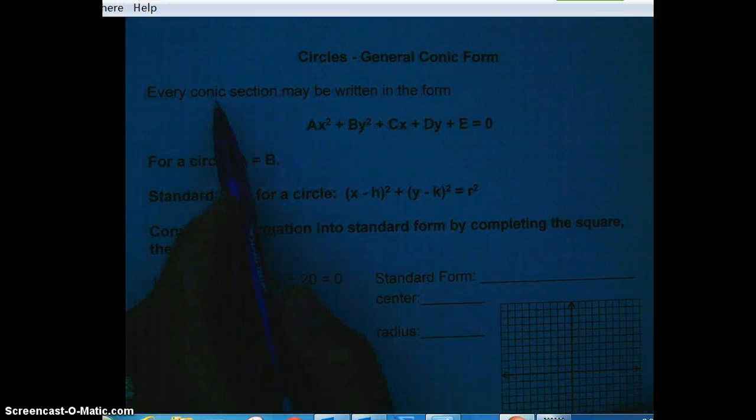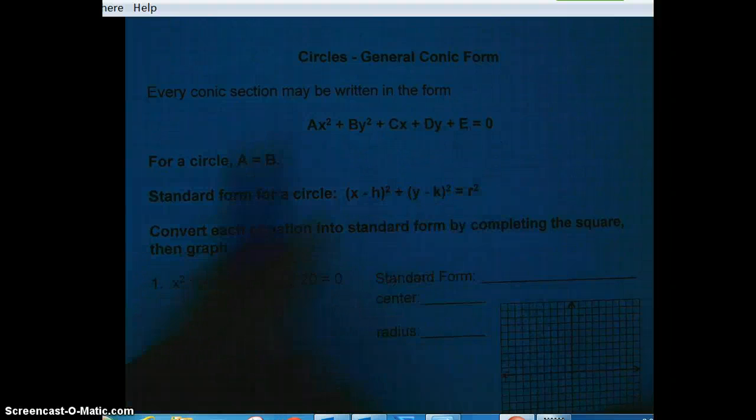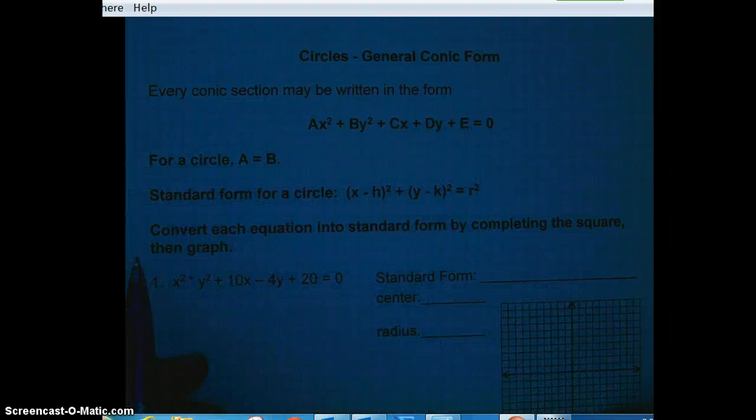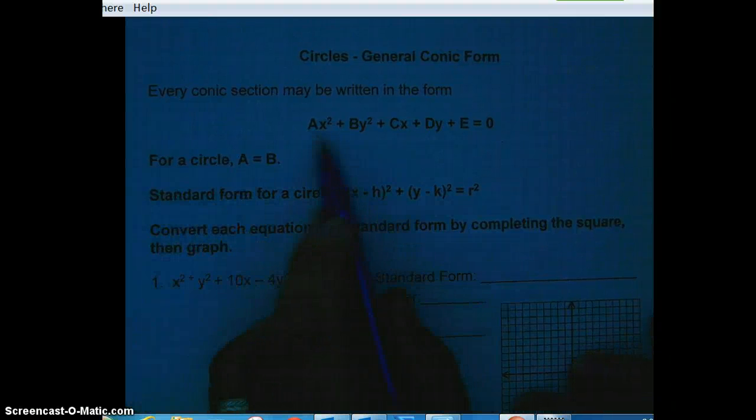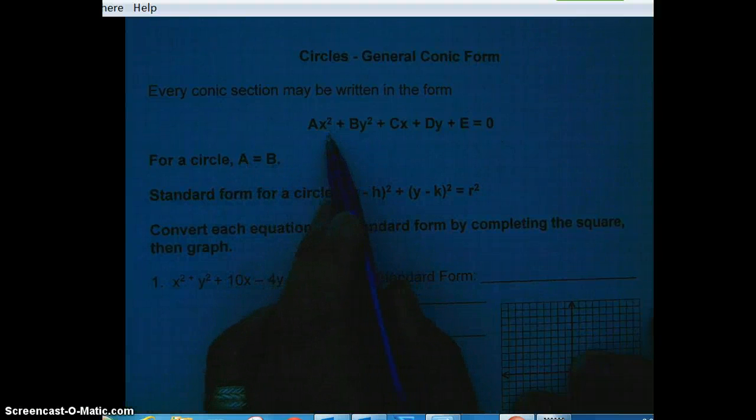Every conic section may be written in this form right here. One of our conic sections that we're going to be looking at is circles, and we know it's a circle if A equals B. So if the coefficient on the x squared equals the coefficient on the y squared, then we know we have a circle.